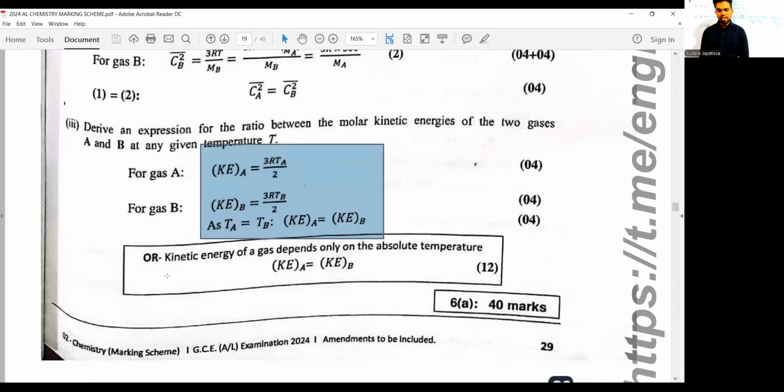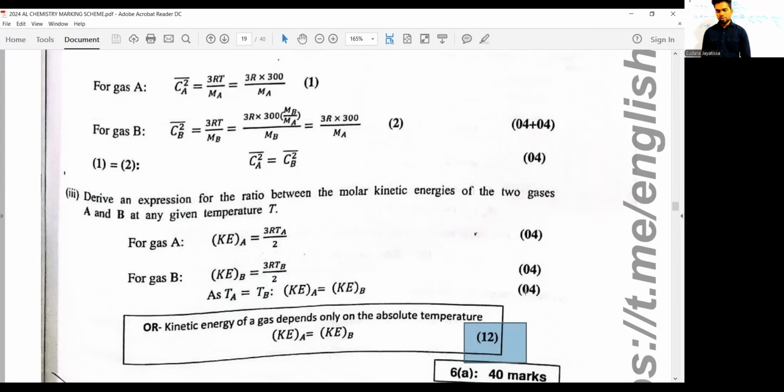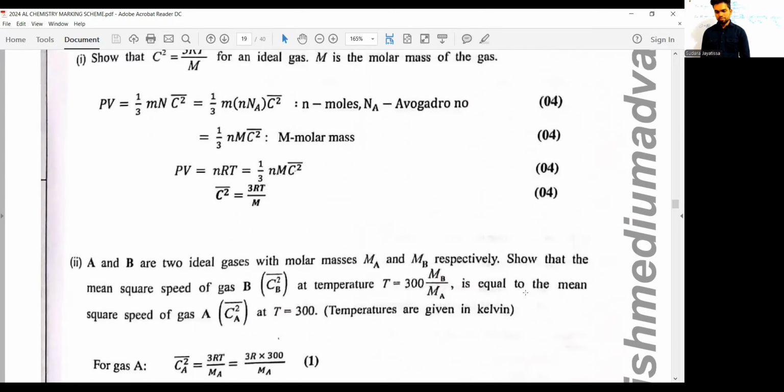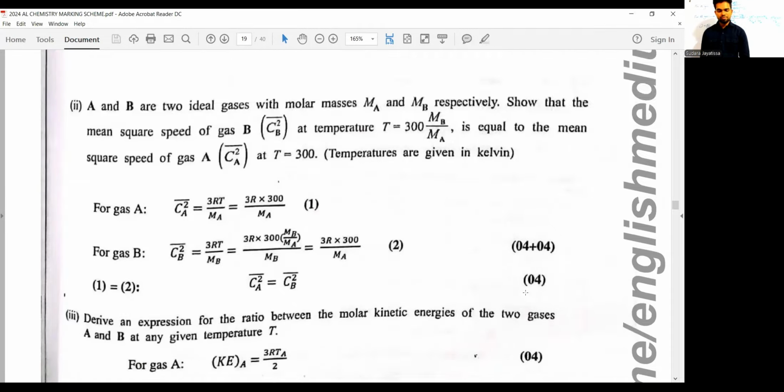Or you can simply argue kinetic energy of gases, it should be average, okay? Average kinetic energy of gases depends only on the absolute temperature. Therefore, these two are equal. Still, you get the whole 12 marks. Understood? So they offer 12 marks each for question numbers 2 and 3, and 16 marks for part number 1.